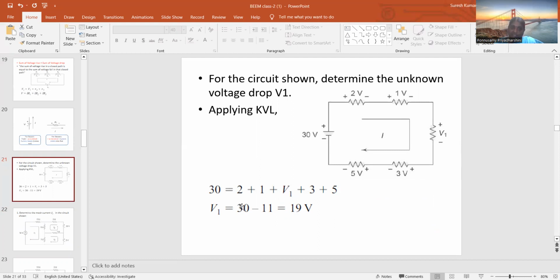So from this, if I substitute, V1 is equal to 19 volts. So 30 is equal to 2 plus 1 plus V1 plus 5 plus 3. The total of the known drops is 11, and V1 is equal to 30 minus 11, which is 19 volts.